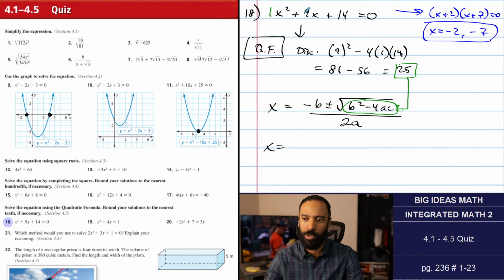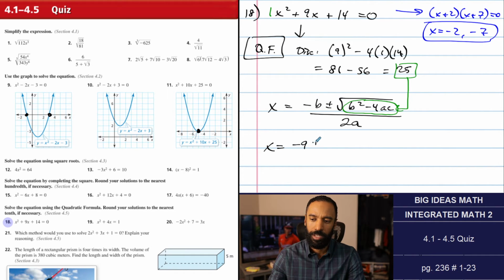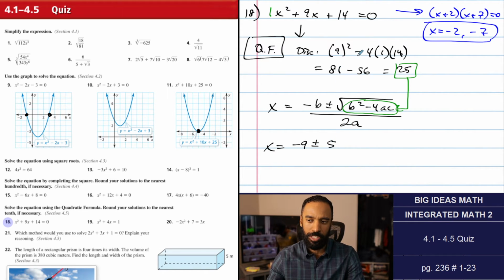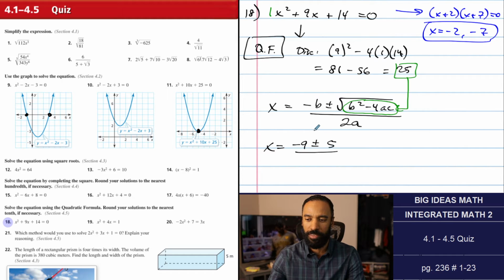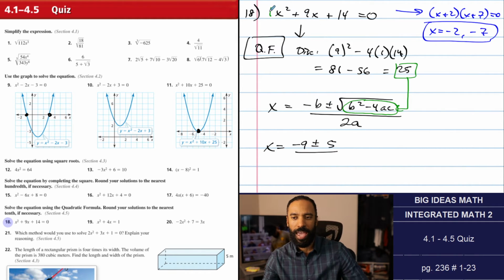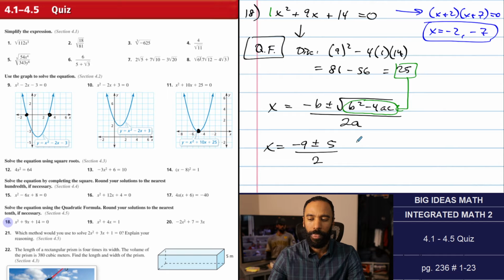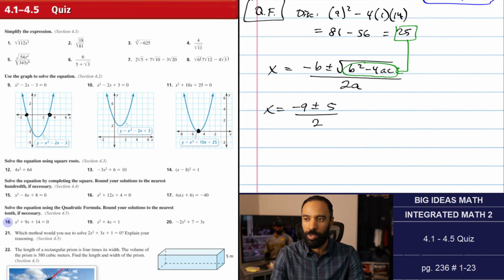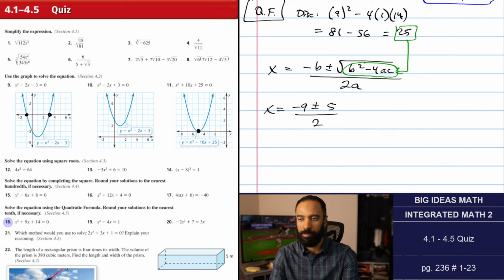We're going to get x equals -b, opposite of 9, plus or minus, hey, square root of 25, guys, is 5. Why don't I just start that right now? That's my whole point of writing the discriminant first, saving time and energy. Divided by 2a, 2 times 1, well, that's 2. And if this was, say, a square root of 5, I'd be done with this. There's nothing else I could do to clean this up, but it is a 5.